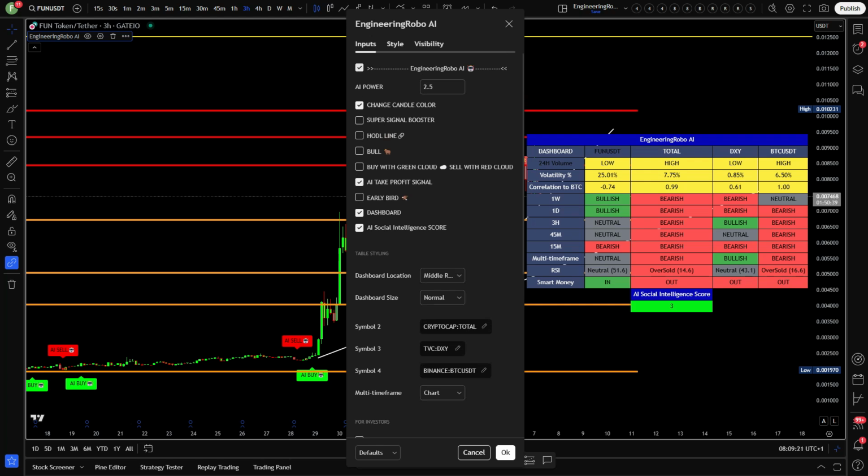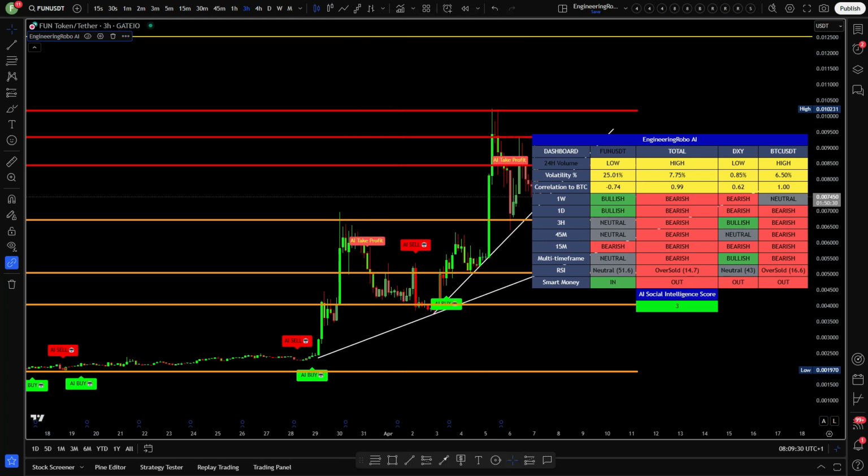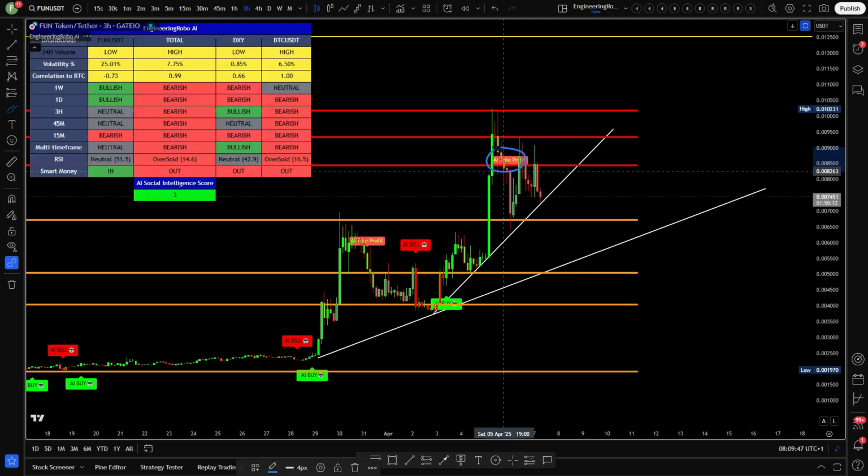Take profit, AI signal, that's good. So let's move that to the top left, keep it normal size, and we'll keep everything in at the moment. I want to make sure that we are considering we've had an AI take profit signal being printed on Saturday, the 5th of April.